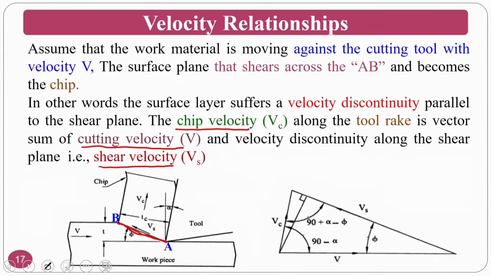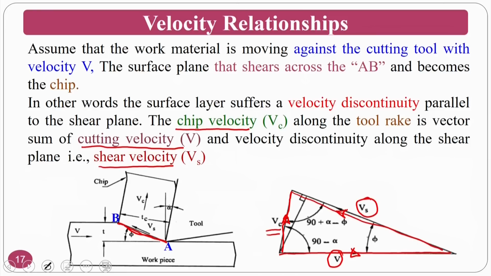So the bottom line of this slide is that the chip velocity, which is nothing but the Vc, along the tool rake, is the vector sum of the cutting velocity and the shear velocity. This is the cutting velocity and this is the shearing velocity. What they say is that the sum of the Vs is equivalent to Vc.